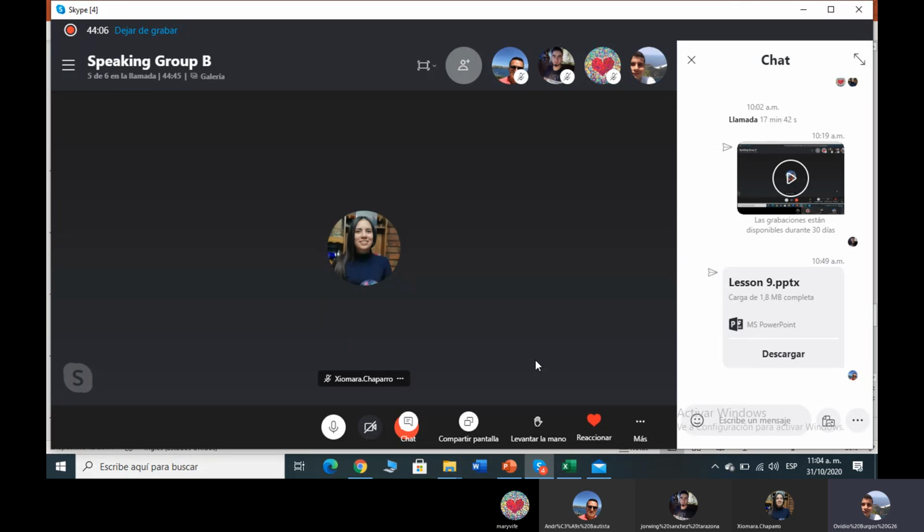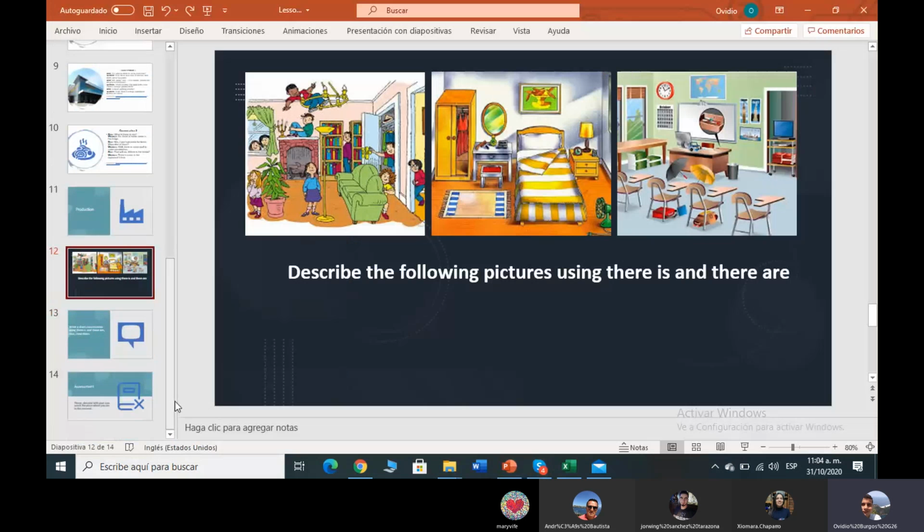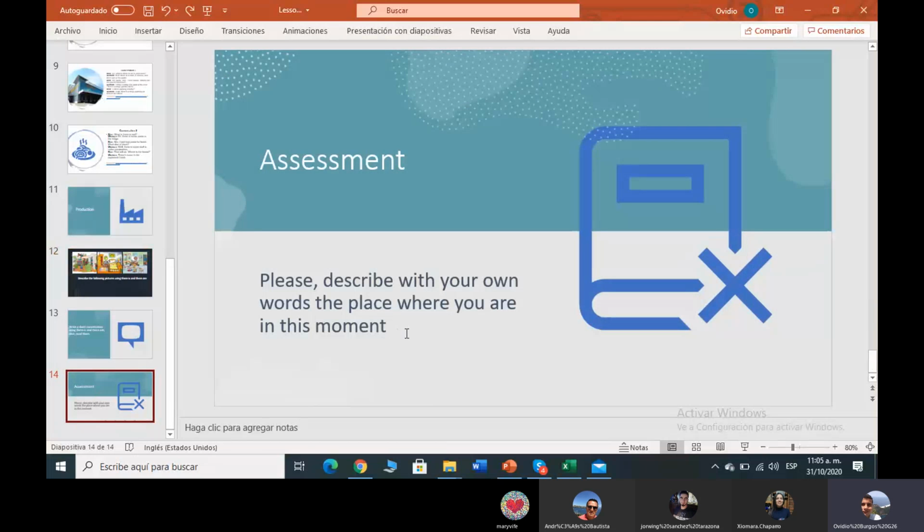Now, dear students, as you know, the time is flying. But before we finish, we are going to do the following assessment in order to know if you can use "there is" and "there are" correctly. Of course you can do that, but we are going to do this exercise to practice one more time this important topic, okay? In this assessment, please describe with your own words the place where you are in this moment, using there is and there are.